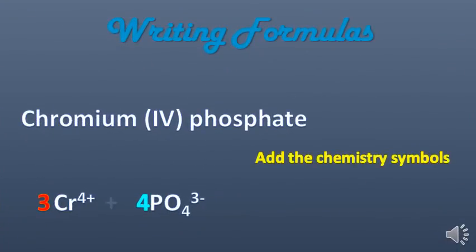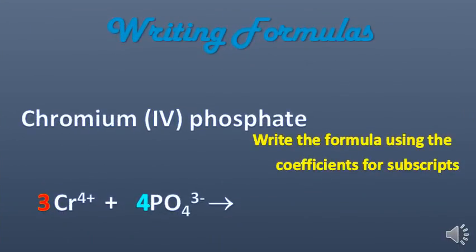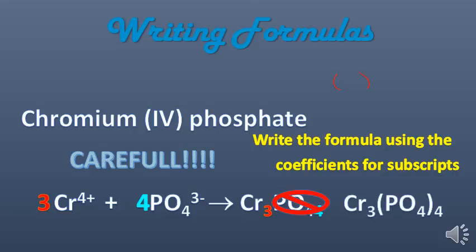Now we're going to add in the chemistry symbols. Now you need to write the formula using those coefficients for subscripts. Like that, right? And you got to be careful. We have more than one polyatomic ion, so that means we're going to need parentheses. Because without them, it looks like I have 44 oxygens and 1 phosphorus, and that's not cool. So what we want to do instead is use parentheses. That's a much better formula. This now shows 3 chromium ions and 4 phosphate ions.